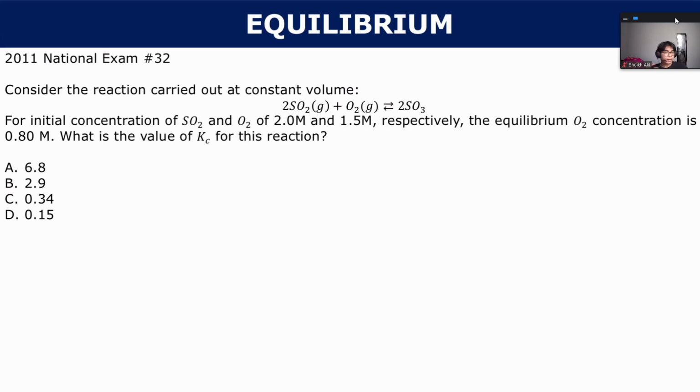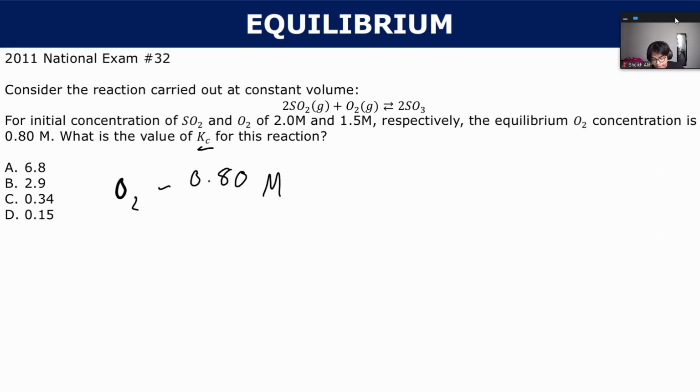Now, the important thing about the Kc is that the concentrations that you use for them must be the concentrations at equilibrium. So currently, the only equilibrium concentration that we know is the one of O2. And we know O2 is at 0.80 molar. And so how do we find the equilibrium concentrations of SO2 and SO3?